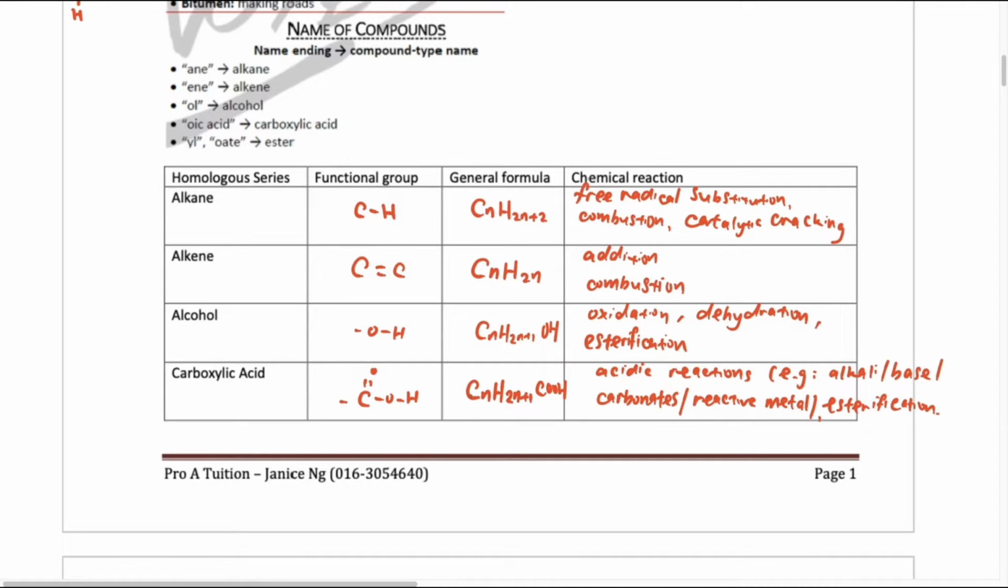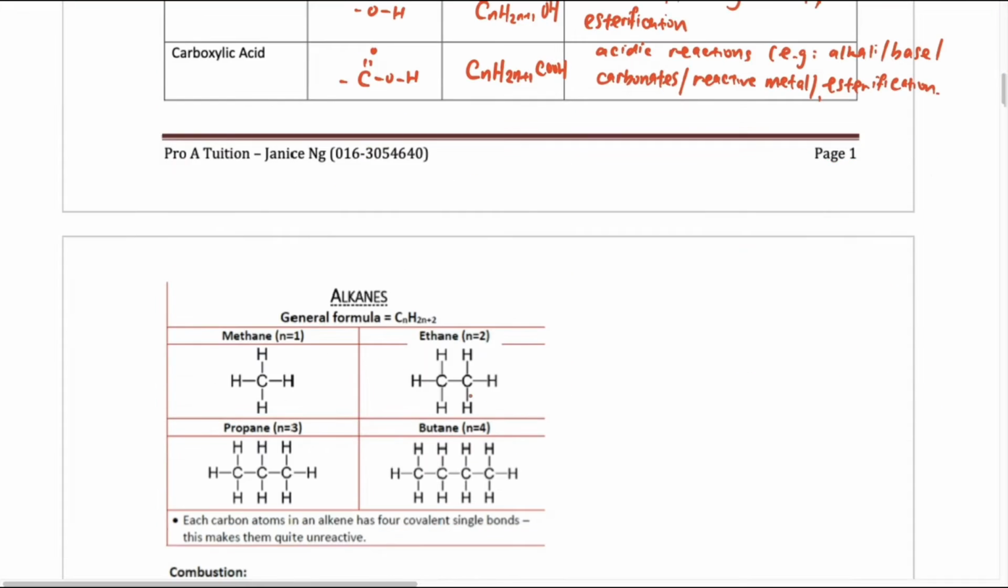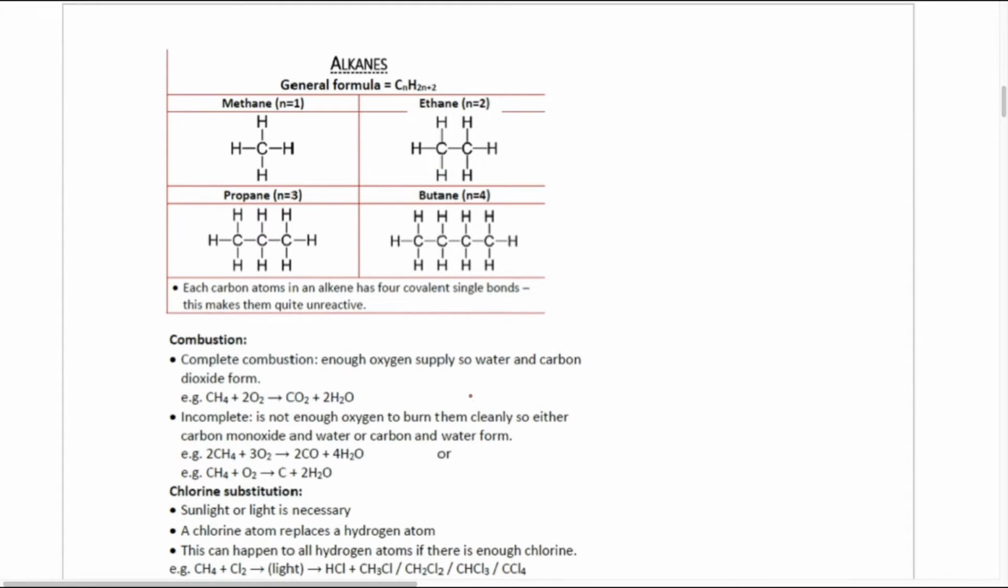Okay, so let's move on. We start with alkanes. The general formula is CnH2n+2. When n equals 1, it forms methane, which is CH4. When n equals 2, it forms ethane, which is C2H6. When n equals 3, it forms propane, which is C3H8. When n equals 4, it forms butane. Butane is 4 carbon, so C4H10.